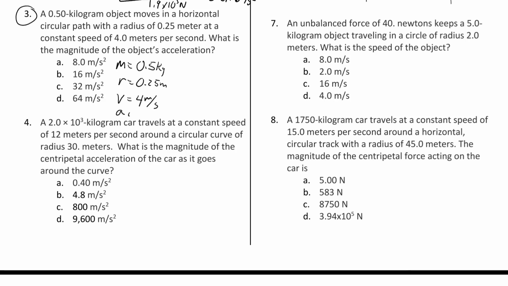They're looking for the acceleration, which is equal to v squared divided by the radius. The acceleration is equal to 4 squared divided by 0.25, and you get an answer of 64 meters per second squared, choice D.